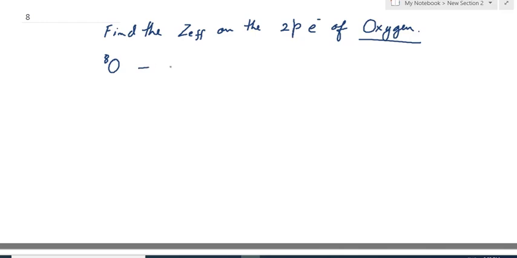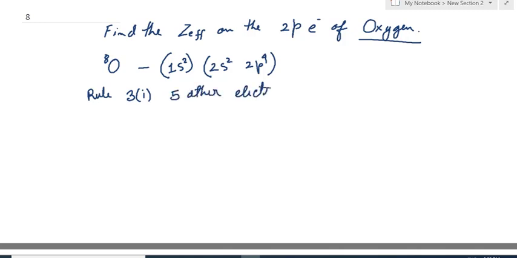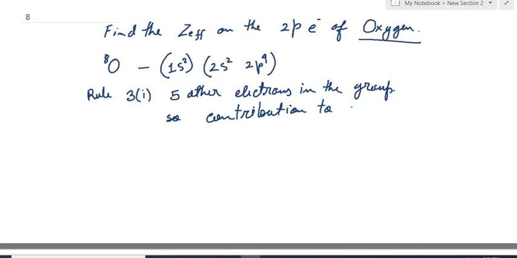Now by applying the first rule we have to do the grouping, right? So we have these two groups there. Now just directly by applying rule number 1 of 3, right, we have what? There are 6 electrons in the outermost group, so there are 5 other electrons to consider. That means the contribution towards shielding will be 5 multiplied by 0.35. That will be 1.75. Okay.